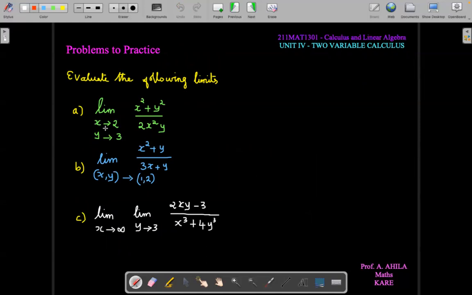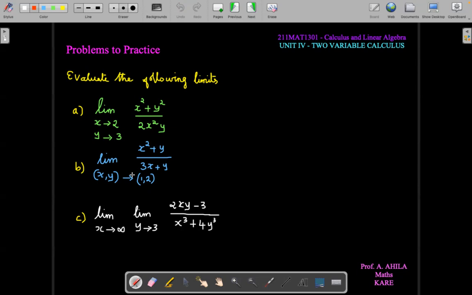So evaluate the following limits. First problem is limit x tends to 2, y tends to 3, x square plus y square by 2x square y. Second problem, I have written just in different forms. All are same, okay. Instead of writing in this form, I have written x comma y tends to 1 comma 2. All are same. So limit x comma y tends to 1 comma 2, x square plus y by 3x plus y. Third problem, this also same. We can write in this form also. Limit x tends to infinity, limit y tends to 3, 2xy minus 3 by x cube plus 4y cube.